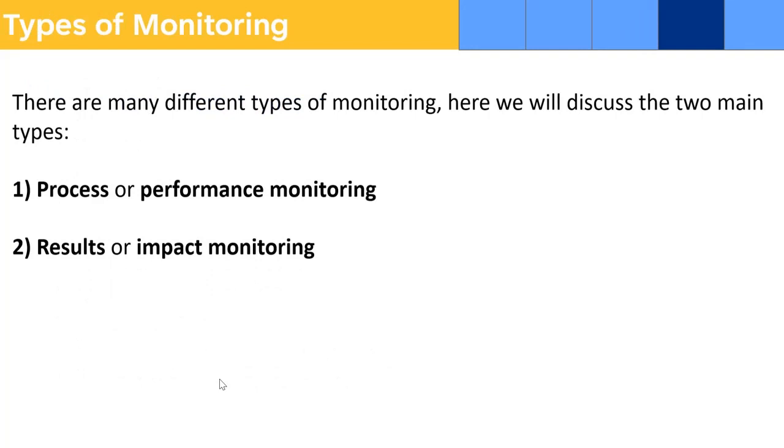Now, there are different types of monitoring, but in this first session, we will discuss these two types: process or performance monitoring and result or impact monitoring. We will go into detail with process or performance monitoring in session one, and then from session two onward, we will go with the other types and evaluation in other sessions.